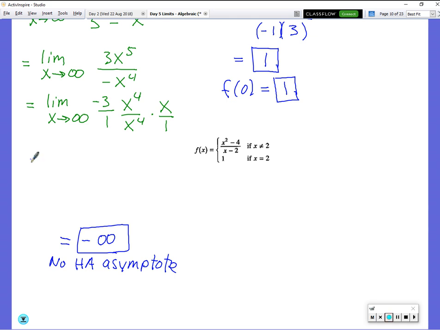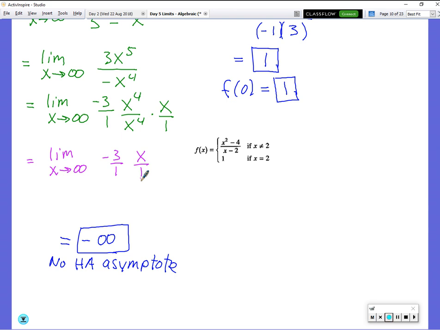So this is equal to the limit as x approaches infinity of just negative 3 over 1 and x over 1. So if x gets really, really big, this doesn't do anything. It just stays what it is. But this just gets bigger and bigger. So think of it this way.